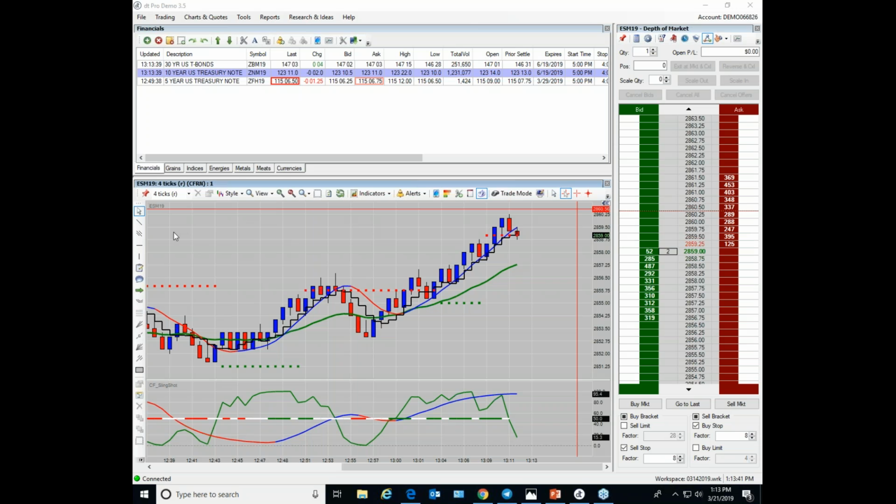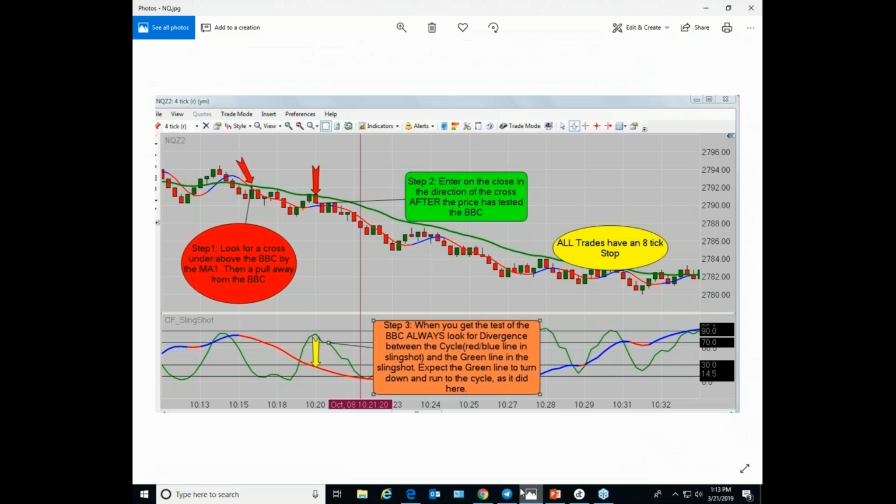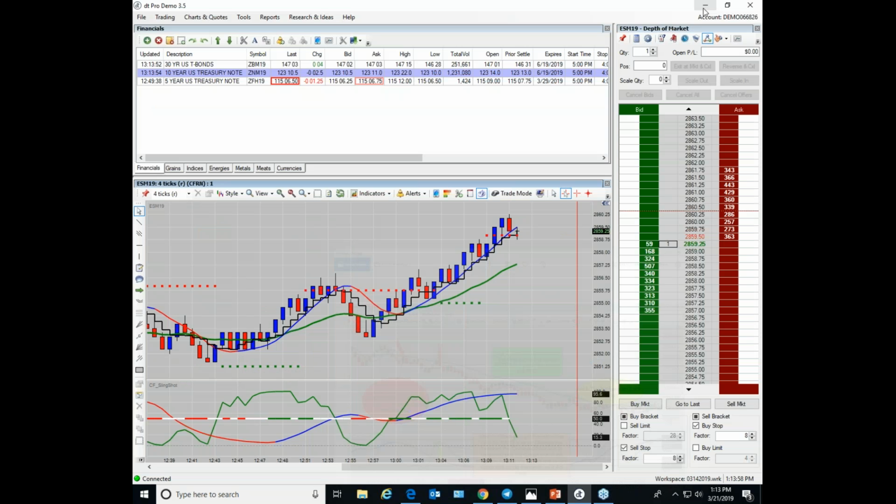All right, I'm back. So that's it in a nutshell. Every trade has an 8-tick stop attached to it. The trade exists down here in the slingshot. The movement up here, the price action, is kind of confirming it. So that's the pattern we're going to look for. All right, so let's get into it.